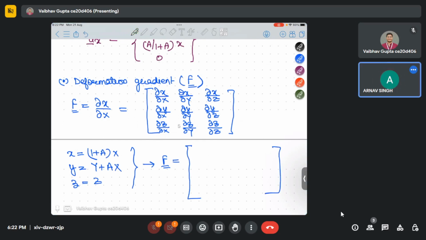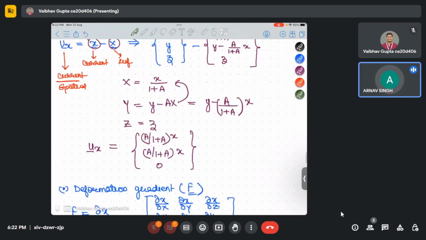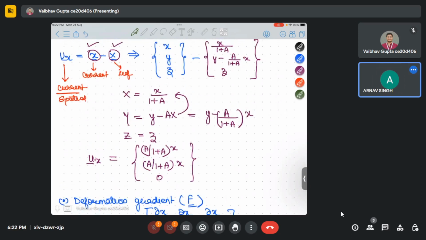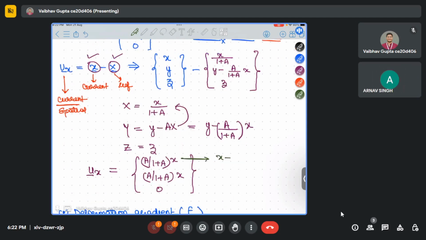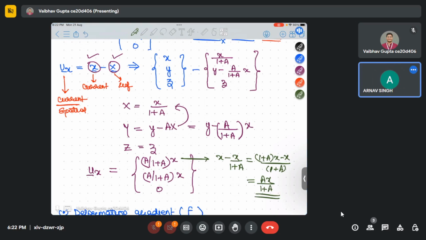In the previous question, the x will become x upon 1 plus a. See, this is x minus x upon 1 plus a. If you subtract, it will be 1 plus a into small x minus x upon 1 plus a. So what it becomes is ax upon 1 plus a. Got it?